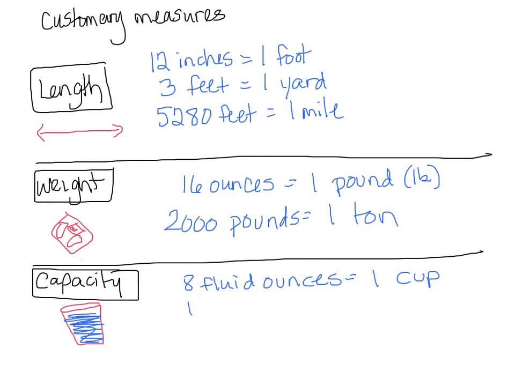1 pint, we use the word pint for capacity, like if you want to buy a pint of salsa or something. It's the same as 2 cups, which logically then you can say, oh, well, how many ounces is that? Well, if 1 cup is 8 ounces, then 2 cups is 16 ounces, so 1 pint is 16 ounces. So you can kind of do quick math in your head to make these connections here.